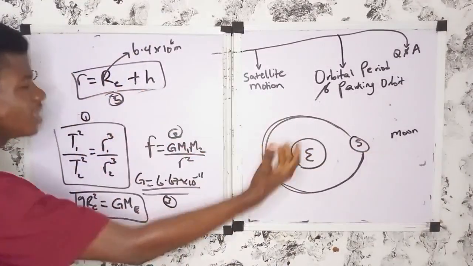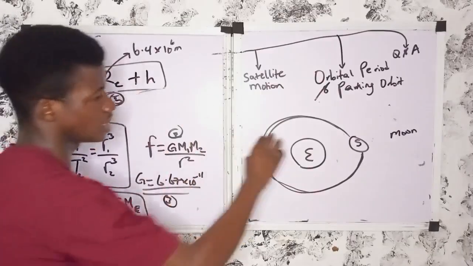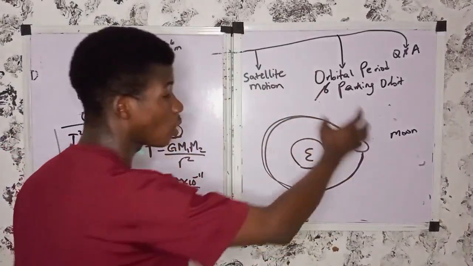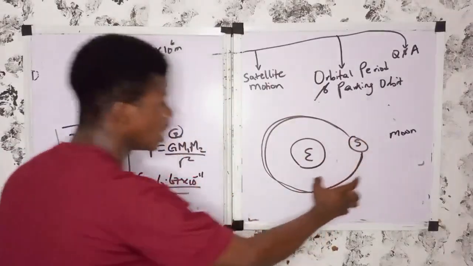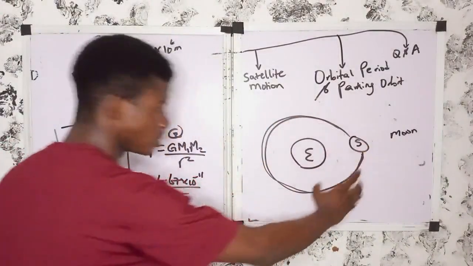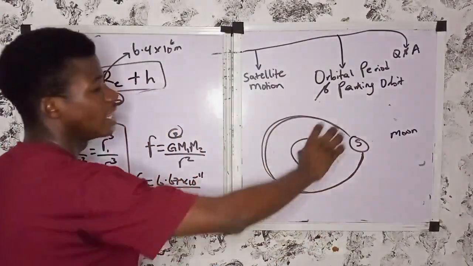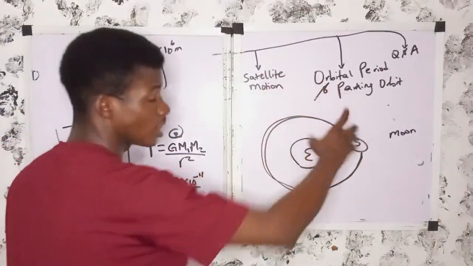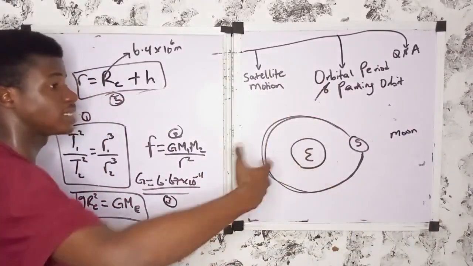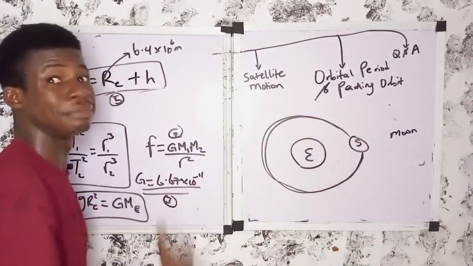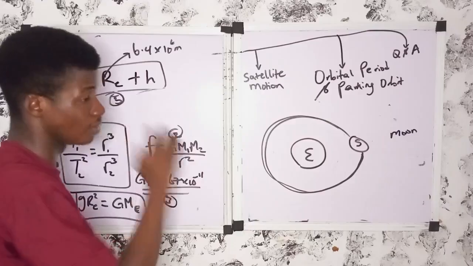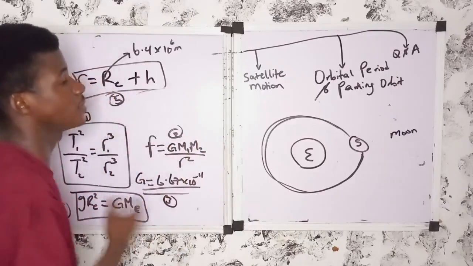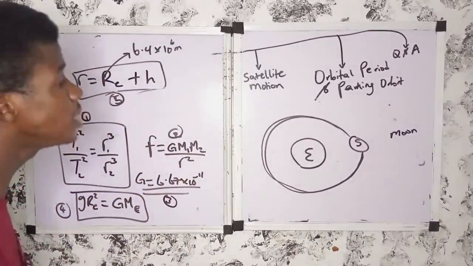So now let's continue. I told you guys that satellites are objects or bodies that revolve around a planet, that revolve around the Earth. You can also say these are bodies that revolve around a massive body. Any definition. So now let's continue.